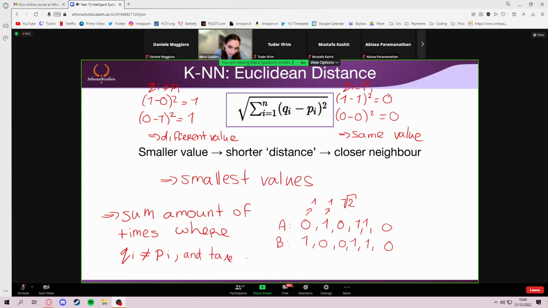And take the square root of that value. So for A and B, this is just a little example. Maybe this makes it more clear. You just count the amount of times where they are different.